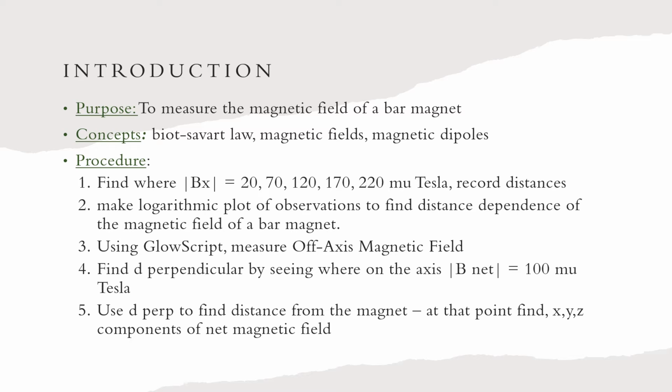We also used code to measure the off-axis magnetic field, aka what the magnetic field would be from the magnet at a 45-degree angle. We also found d perpendicular by seeing where on the axis the net B would be equal to 100 microteslas.